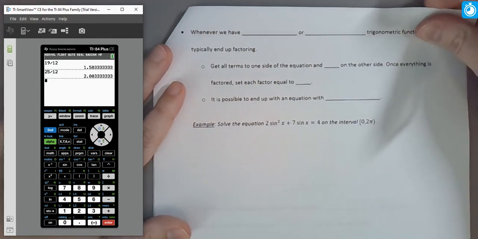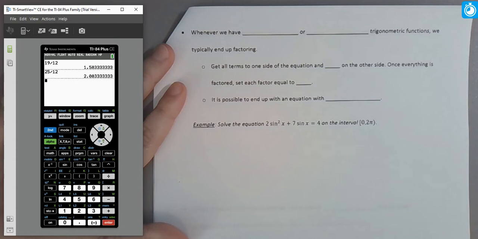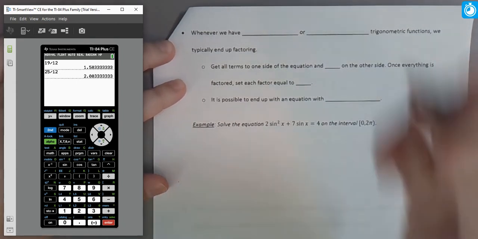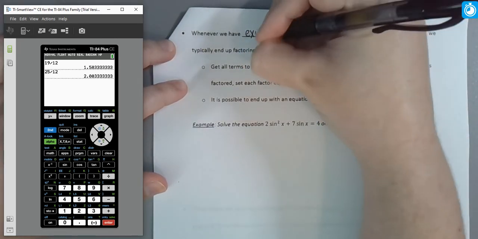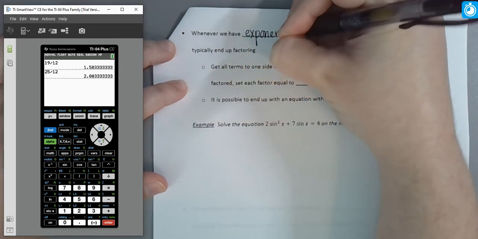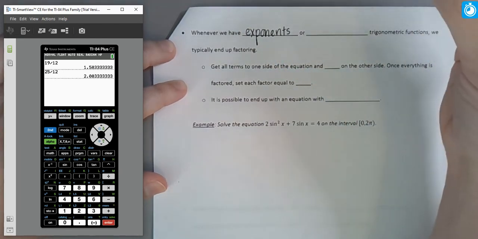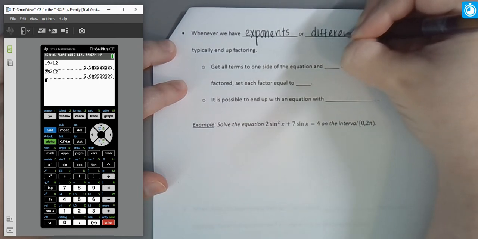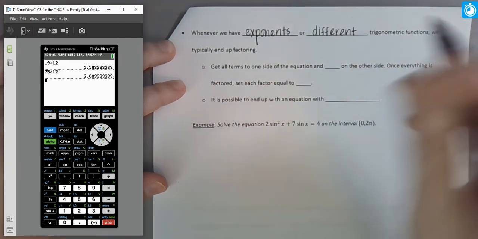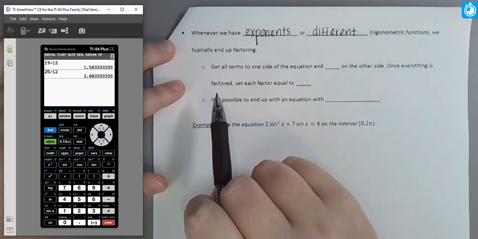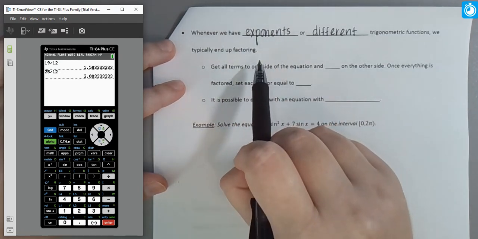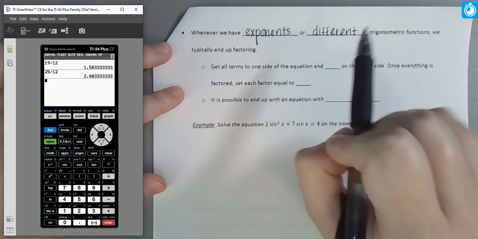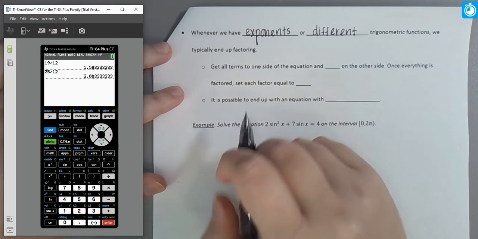Now, let's take it one step further. Not focusing so much on what's inside of a trig function, but let's look at cases where we either have exponents on our functions or possibly different trig functions within the same equation. So maybe a sine and cosine within the same equation. Typically, we end up having to do some type of factoring. Solving equations with exponents, typically we end up factoring something. Different trig functions will end up factoring something with a GCF in most cases.